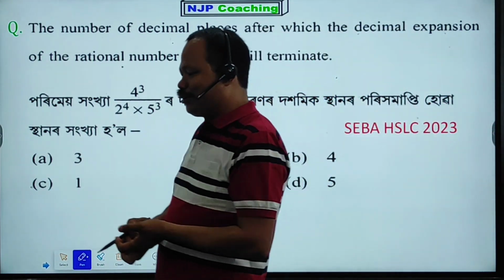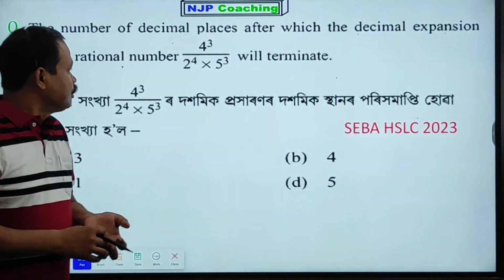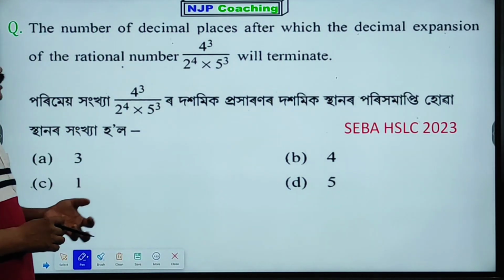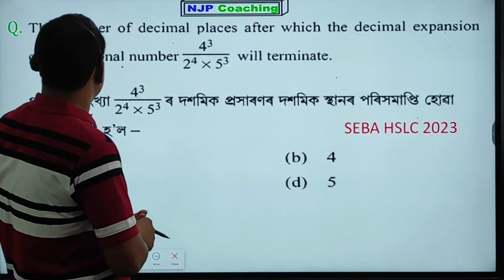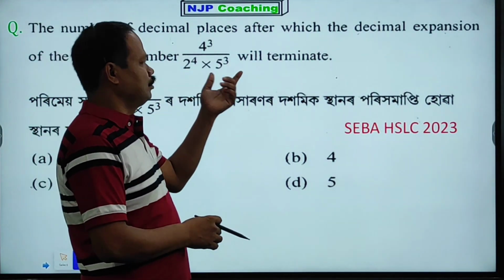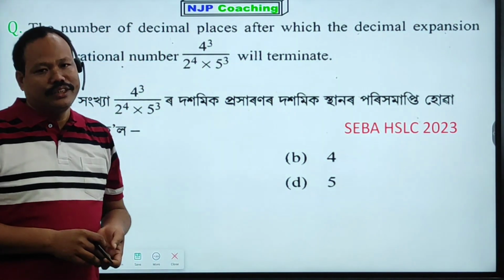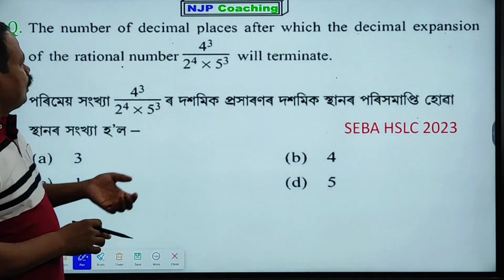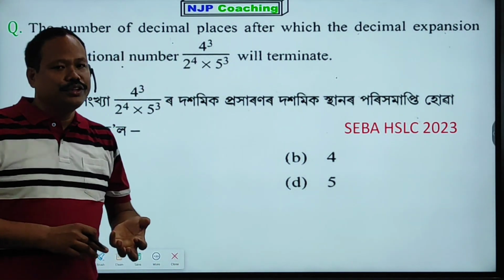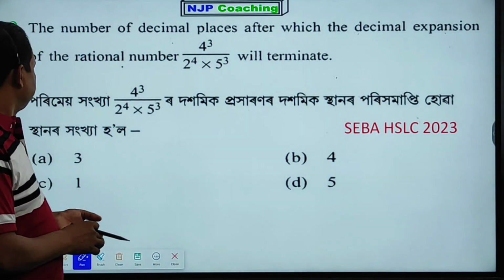So the number of decimal places after which the decimal expansion of the rational number will terminate. Okay, this is a rational number: 4 cube by 2 to the power 4 into 5 cube.